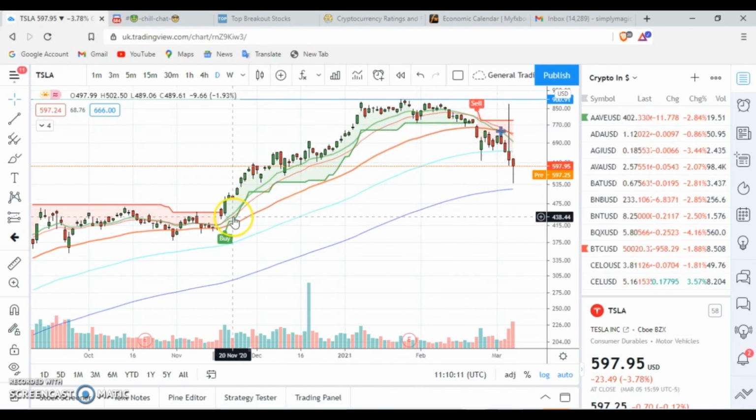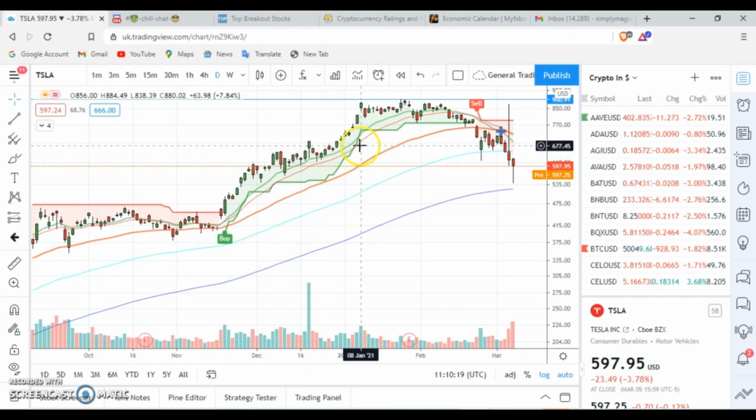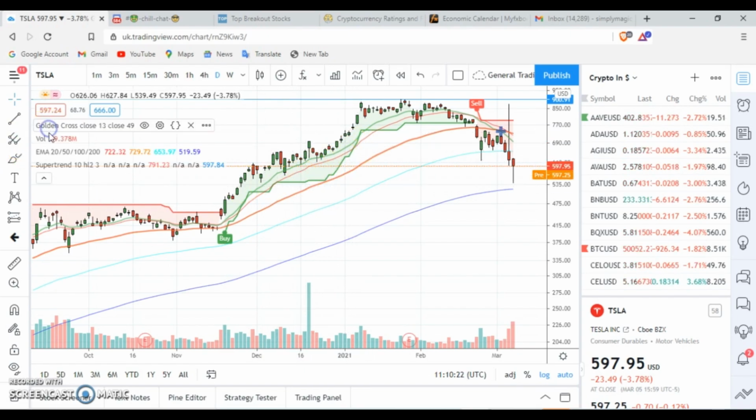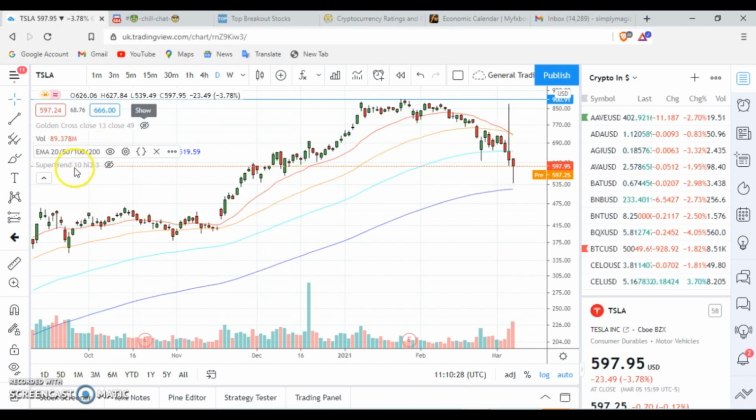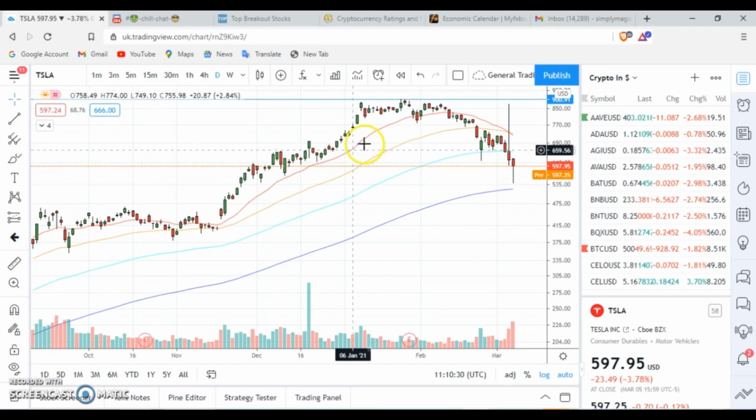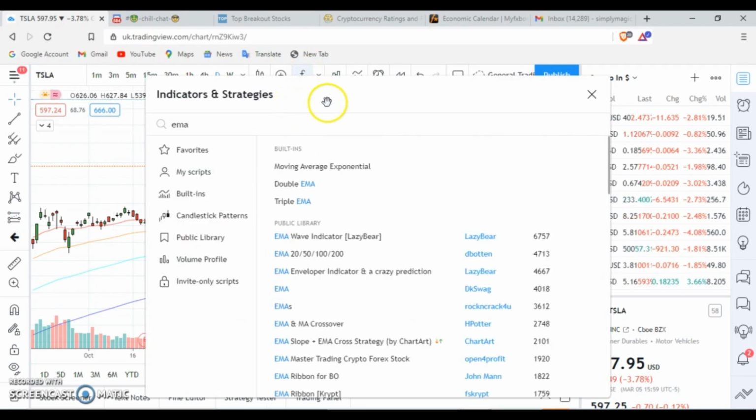So if I draw your attention to this line here, which you can see is the red one, right? Let me just close a couple of these so that we're not confused and you can see. So this is the red line, which is your EMA 20. You can also have an EMA 9 there. So you just type in EMA. If you just want a single one, you just type in EMA, and then this is moving average exponential. That's it there. You click that.